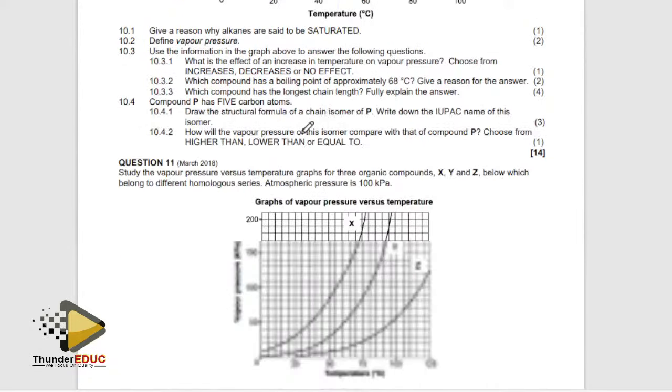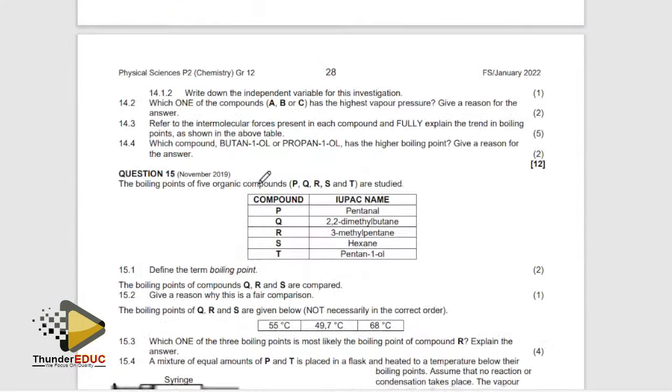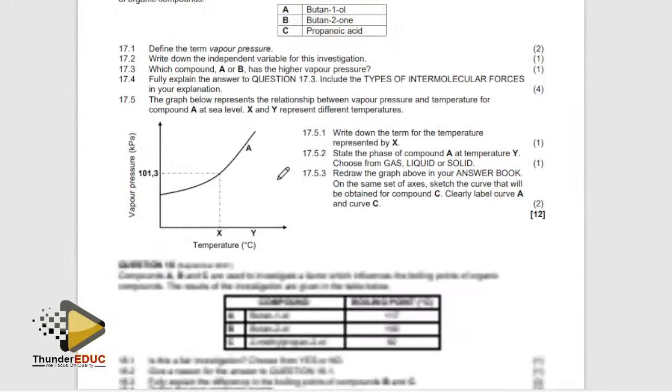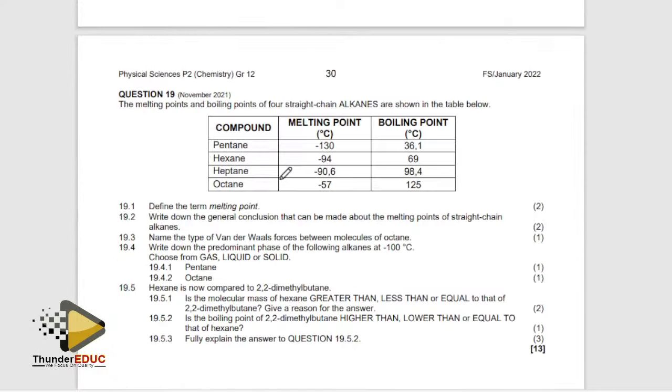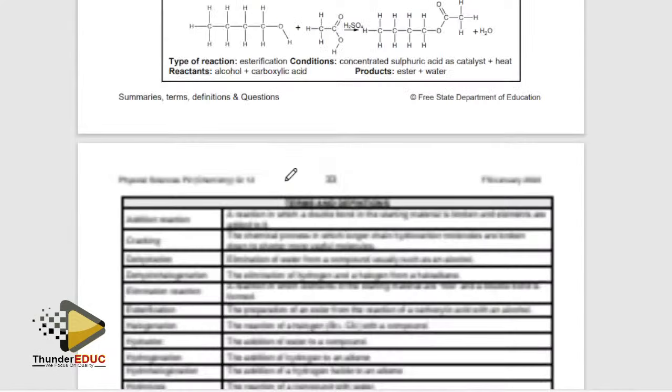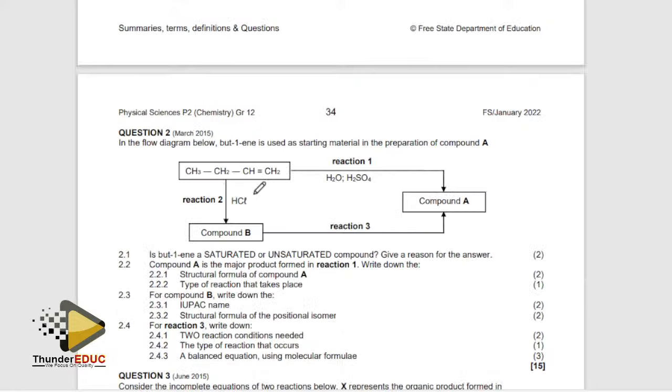Then when you go to, yes, all this is showing you the same thing. Yeah, the reactions. Just a moment.